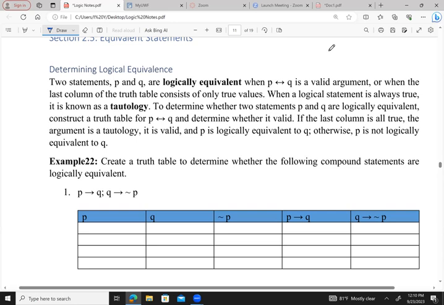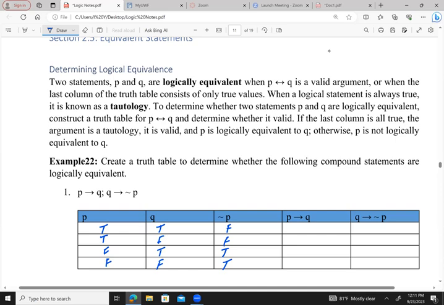So we're going to create a truth table to determine whether the following compound statements are logically equivalent. So we have P: true, true, false, false. Q would be true, false, true, false. Not P would be false, false, true, true.